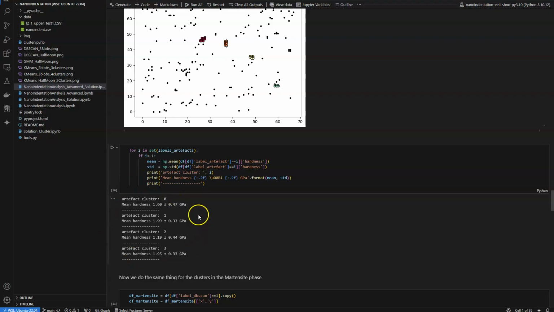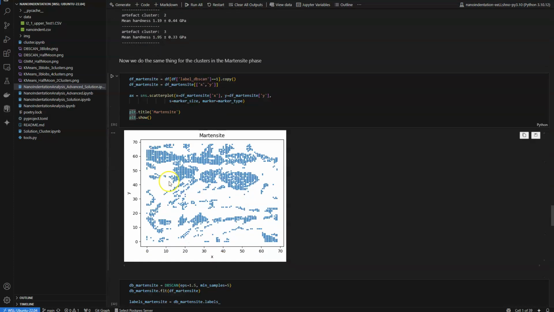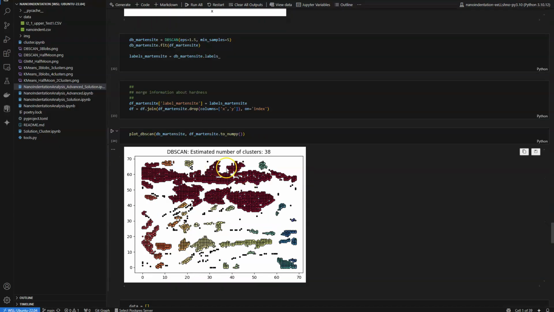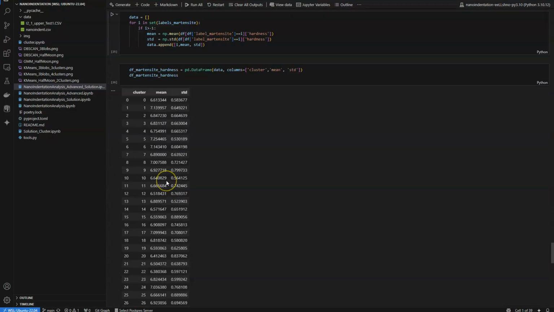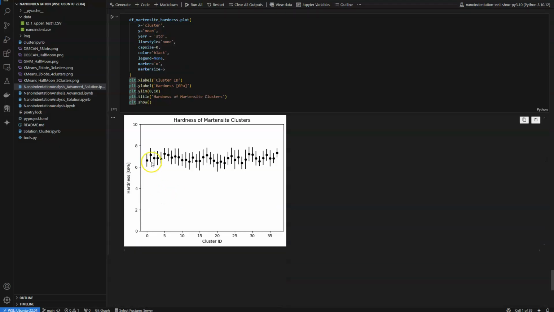And then we can also then look at what is the average hardness in the cluster. And we can see that they're similar but not quite the same. And we can do now the same thing for the clusters in the martensite phase. Right? So we first isolate everything that's classified as martensite and then find all the clusters. And now we have all of those, and we can see that these small regions are identified as noise. And now we can do the same thing that we have done before and say, okay, how does the hardness vary across the various martensite islands? And we can see that within the uncertainty it's quite homogeneous.